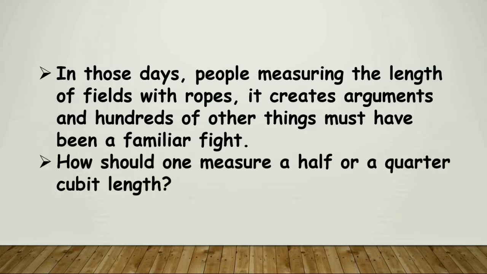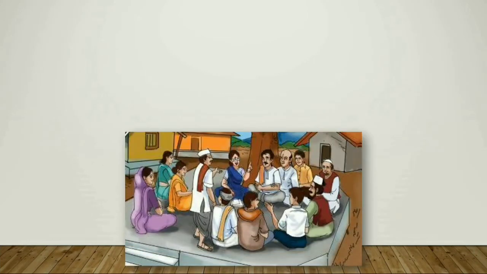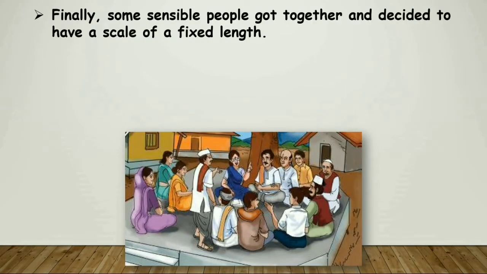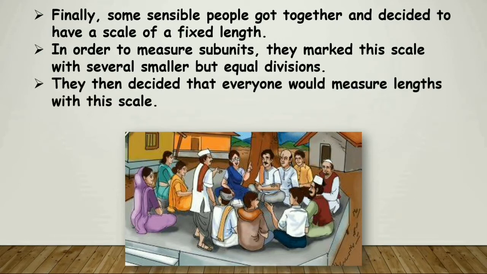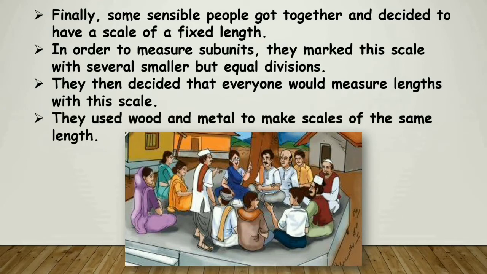So how should one measure a half or a quarter cubit length? It is difficult, it is approximation only. Then finally some sensible people got together and decided to have a scale of a fixed length. In order to measure subunits, they marked their scale with several smaller but equal divisions. Then they decided that everyone would measure length with this scale, and they used wood or metal to make scales of the same length.